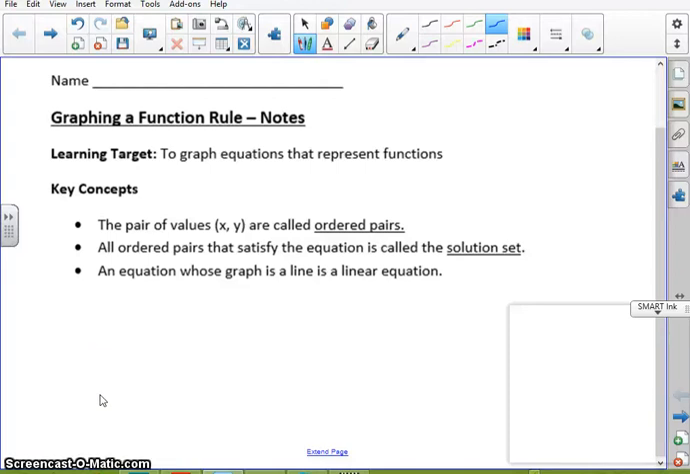All right, class. These are the notes for graphing a function rule. So our learning target is to graph equations that represent functions.